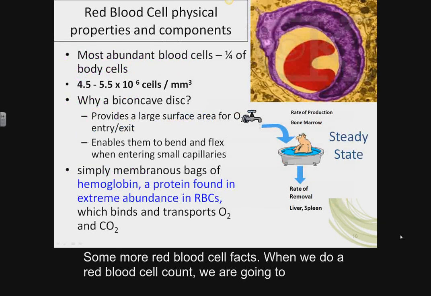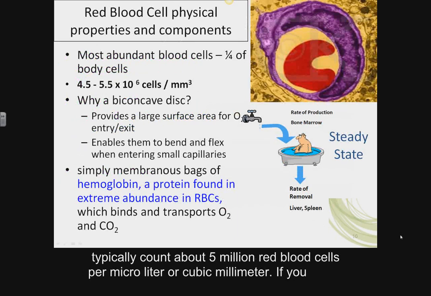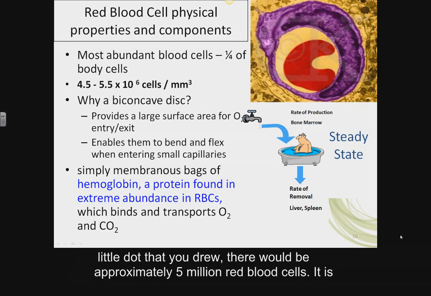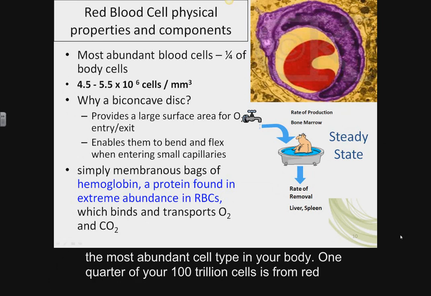Let's continue with some more red blood cell facts. When we do a red blood cell count, we are going to typically count about 5 million red blood cells per microliter, or cubic millimeter. If you were to make a period at the end of a sentence, the volume of that period inside that little dot that you drew, there would be approximately 5 million red blood cells. It is the most abundant cell type in your body. 1/4 of your 100 trillion cells is from red blood cells.